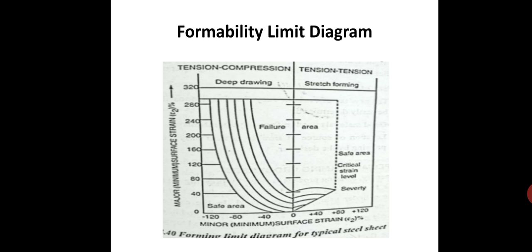The right side is the positive values in the FLD diagram, and the left side is the negative values. In this diagram the center is 0 and the right side is plus 40, plus 80, plus 120. These are the strain values, and the left side is minus 40, minus 80, minus 120.